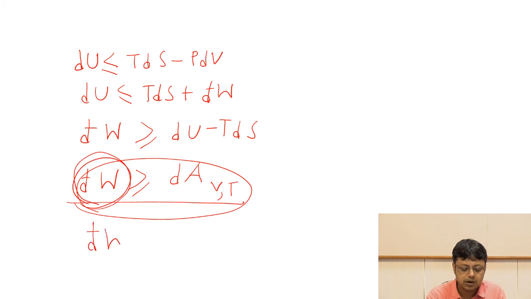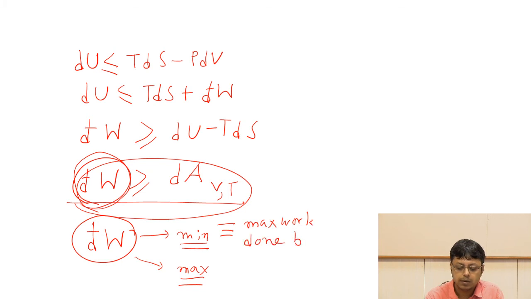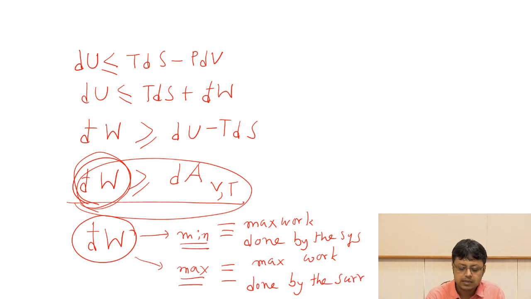Now we have to consider the work done by the system, because remember, for the system it's a negative work if the system works. So if the system works in a maximum way, d cross w will be minimum because it's a negative work. If the surroundings do maximum work, then d cross w will be maximum. So from the system perspective, this is equivalent to the maximum work done by the system, and this is nothing but the maximum work done by the surroundings.